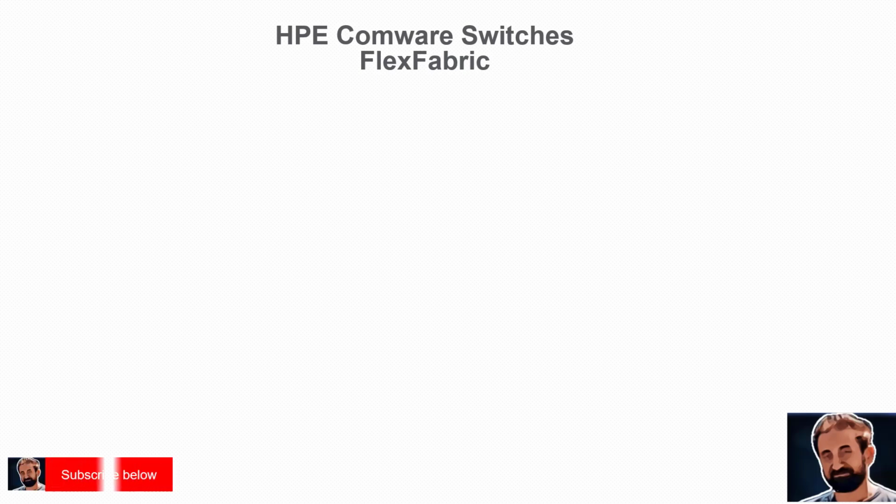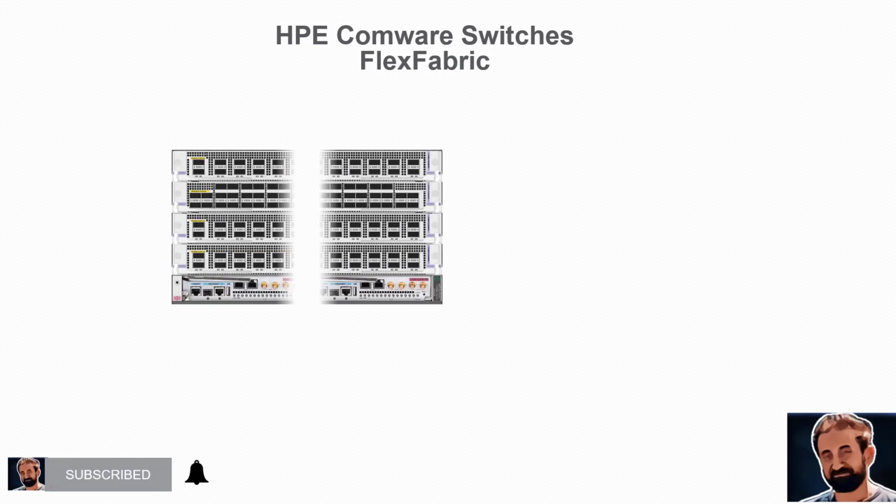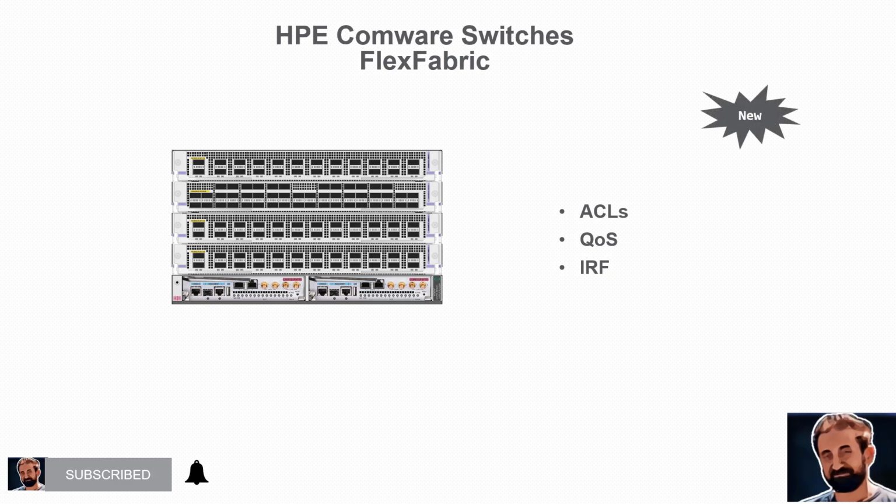Today, in this video, we will talk about the third part of the configuration of FlexFabric. In this part, we'll talk about access control lists, we'll talk about quality of service, and we'll talk about the stacking single control plane we call IRF, or Intelligent Resilient Framework. Let's have a look.